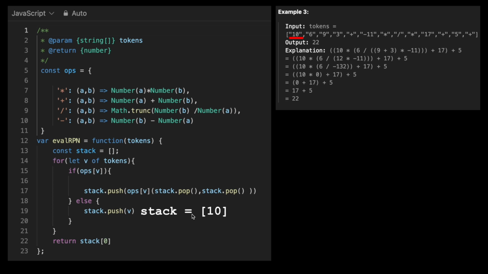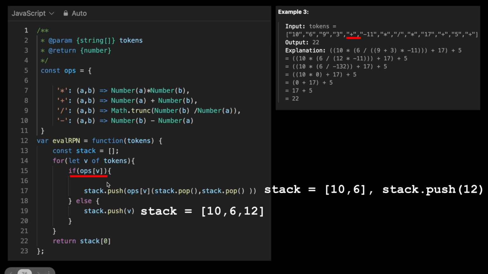So at the moment, the stack is 10. Then we're going through the values. It's going to be 6, 9, 3, then we see an operation, and that's going to be truthy. So what happens is we pop, and we pass that into the operation. I believe it's going to be a plus sign, right? So a plus b, that's going to give us 12. And then we're going to push it into the stack. So we get 10, 6, 12. Now let's continue. The next value is going to be negative 11.